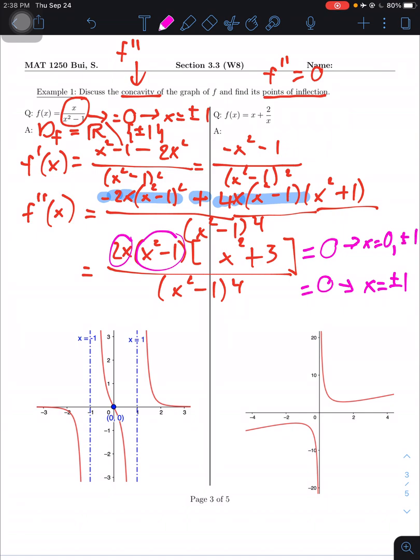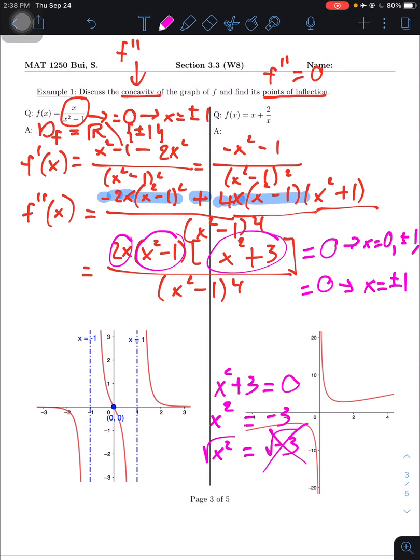And lastly, for this group in here, it can never be equal to 0, right? Because just imagine if you have x squared plus 3 equal to 0, you're gonna get x squared equals negative 3, and then you're gonna take the square root of both sides. But then there's a problem, we cannot take the square root of a negative number, right? So this one in here, you can just ignore it, okay?